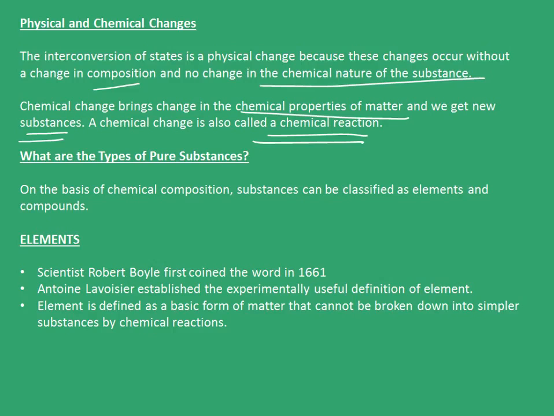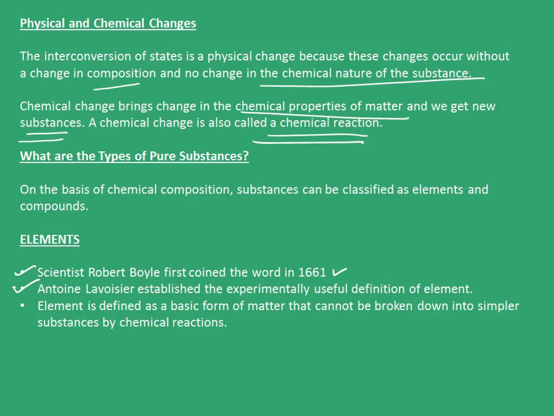So what are the types of pure substances? On the basis of chemical composition, substances can be classified as elements and compounds. So first let us discuss what are elements. Scientist Robert Boyle first coined the word in 1661. Antoine Lavoisier established the experimentally useful definition of element.